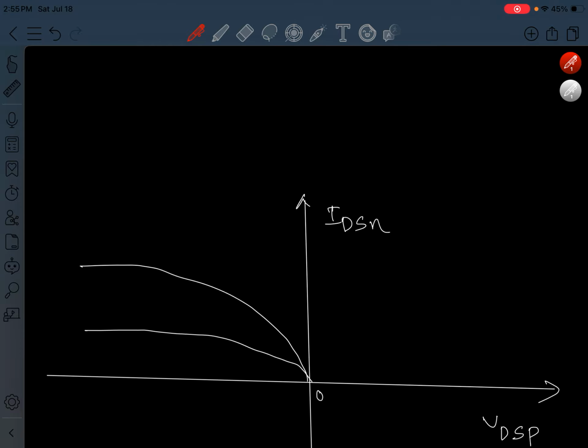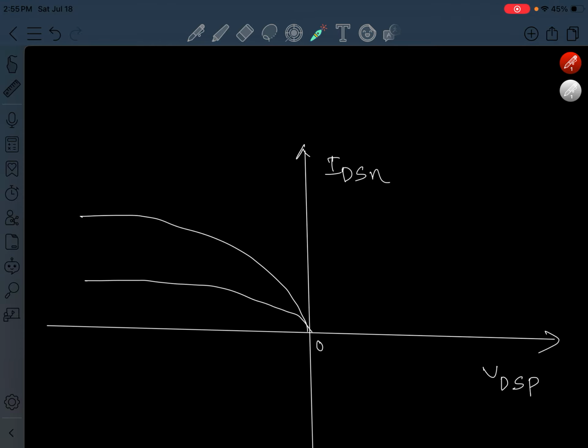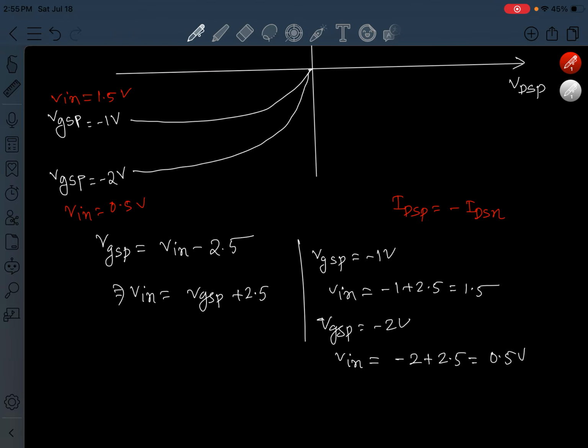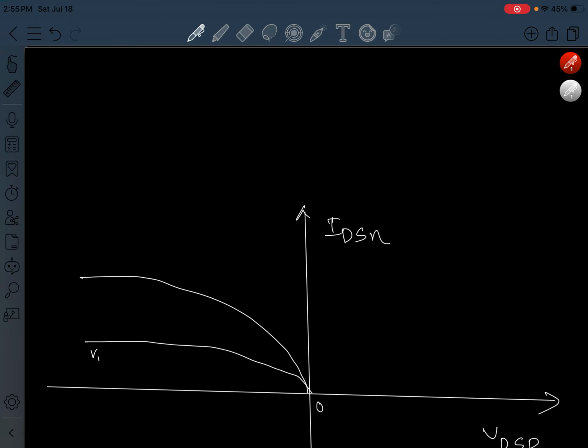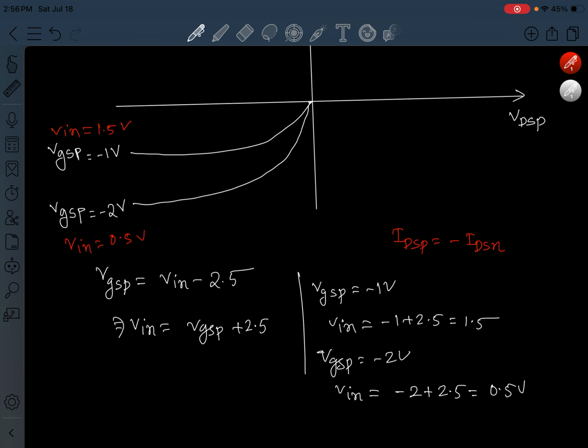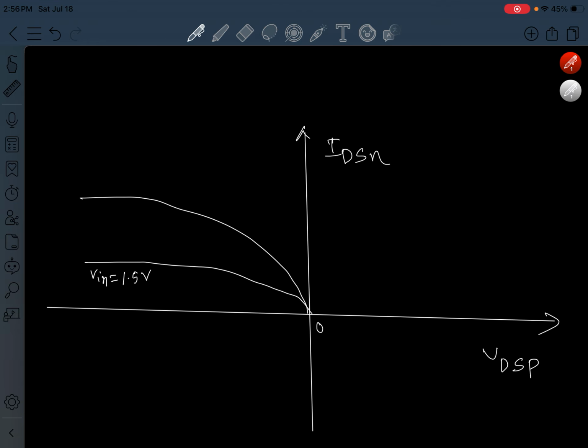Now if we change the axis, the current turns from negative to positive. So the lower curve will be for V in equal to 1.5 volt, and the upper curve will be for V in equal to 0.5 volt. We changed the parameter also to match the NMOS curve.